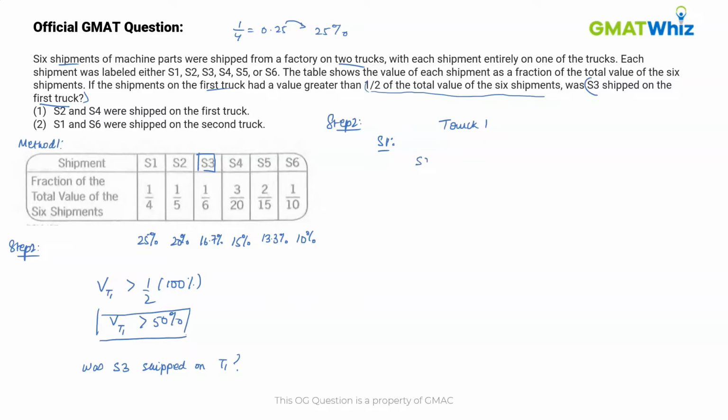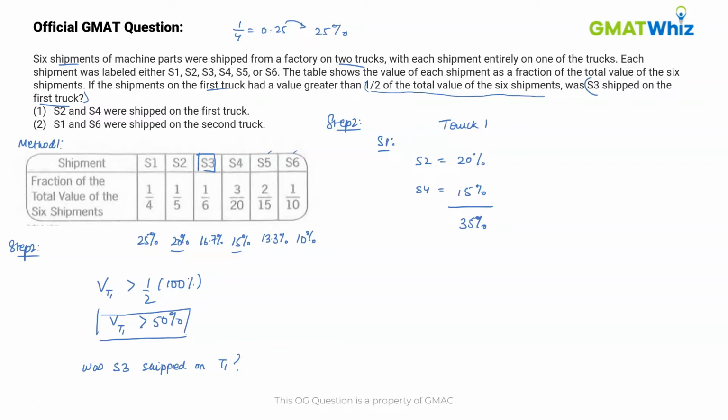Now S2 and S4 were shipped on truck 1. From the table, the value of S2 is 20% and the value of S4 is 15%. Both of these add up to give us 35%. Now we know that the total value of the shipments on truck 1 should be greater than 50%. If we add S5 and S6, we will not get the value to be greater than 50%.